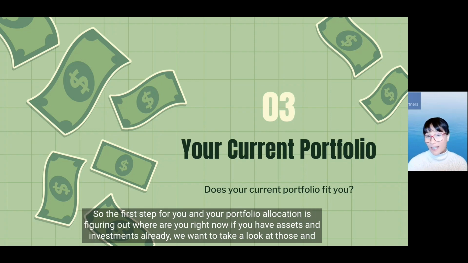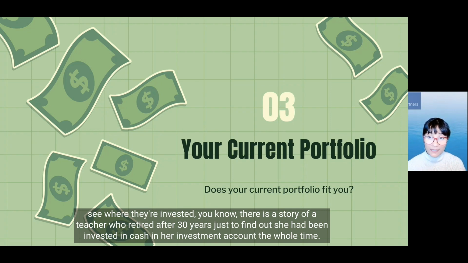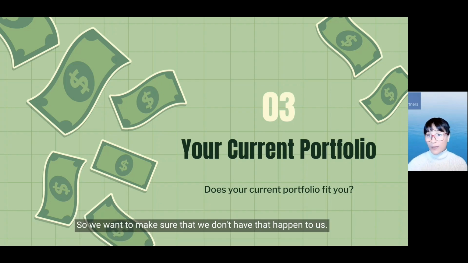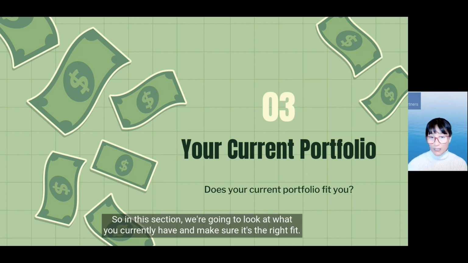So the first step for you in your portfolio allocation is figuring out where are you right now? If you have assets and investments already, we want to take a look at those and see where they're invested. There is a story of a teacher who retired after 30 years just to find out she had been invested in cash in her investment account the whole time. So we want to make sure that we don't have that happen to us, right? So in this section, we're going to look at what you currently have and make sure it's the right fit.